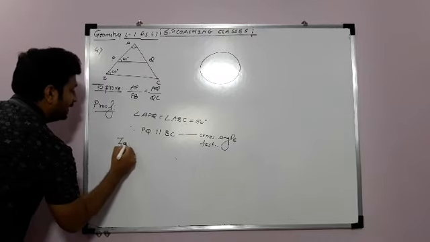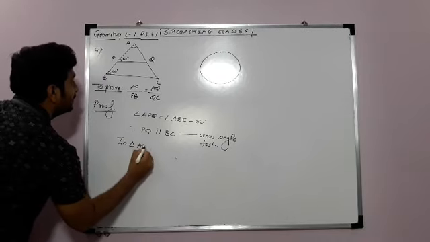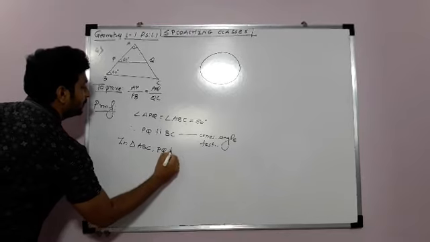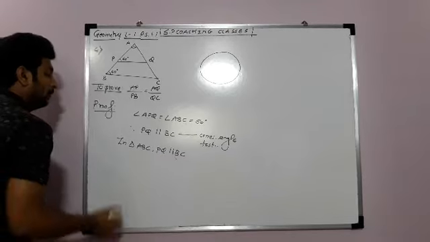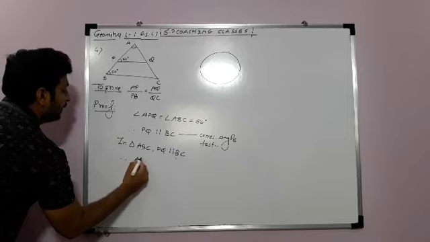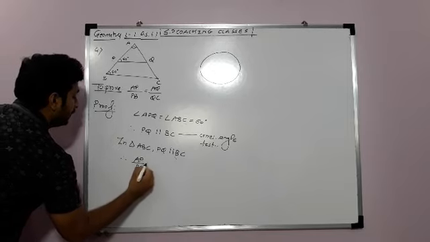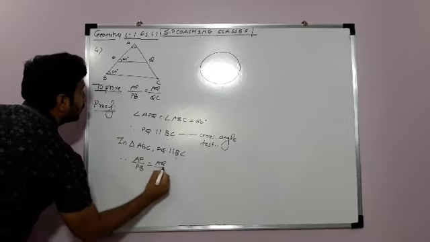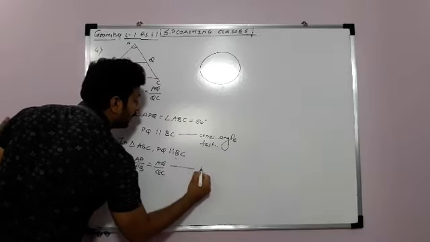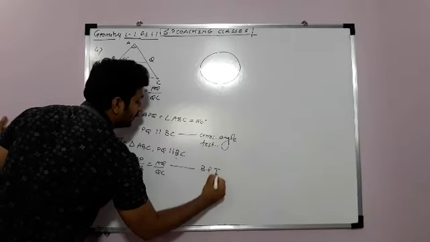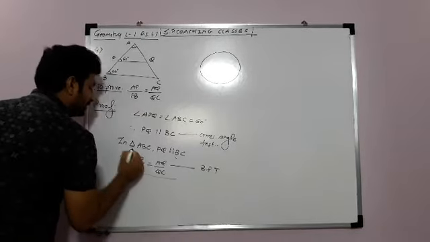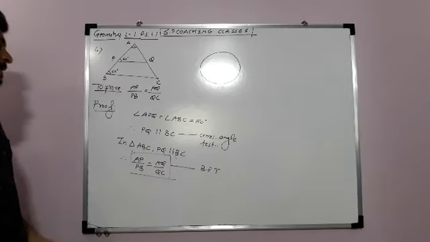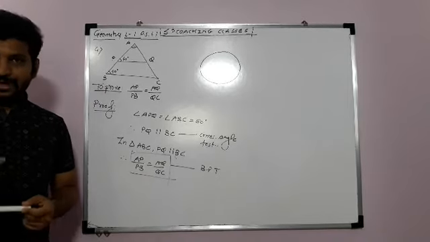Now guys, see, in triangle ABC, PQ is parallel to BC. Therefore AP upon PB is equal to AQ upon QC by basic proportionality theorem. Got it? That's the proof. The proof was very easy. Hope you all got it. Okay, fine.